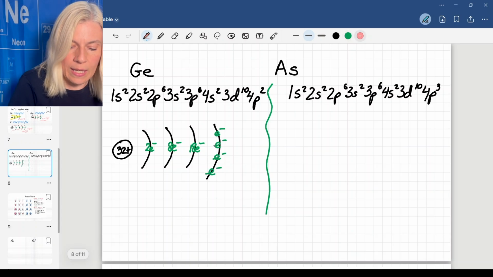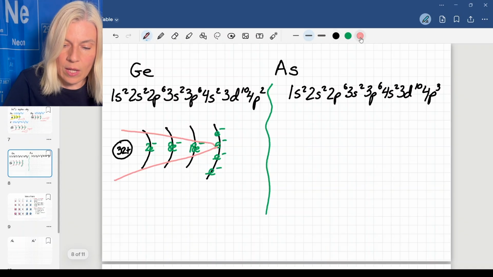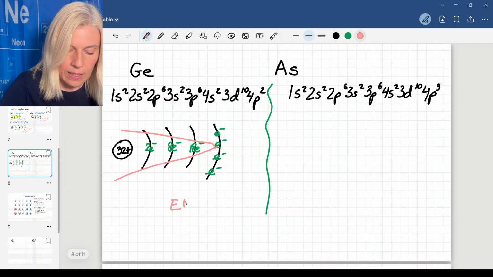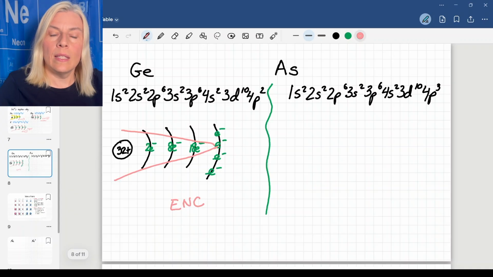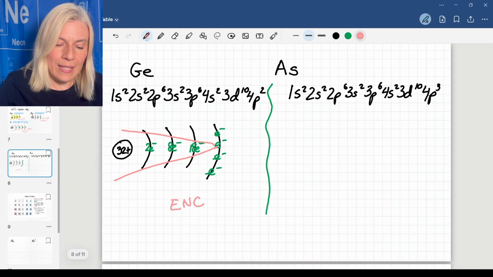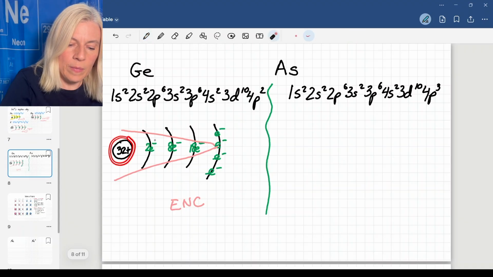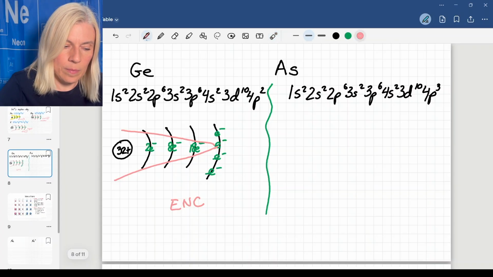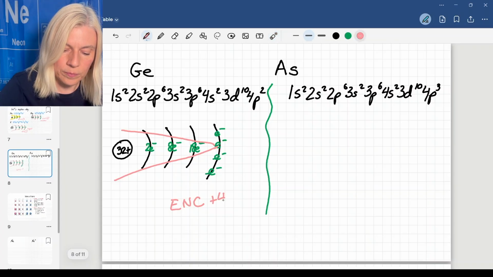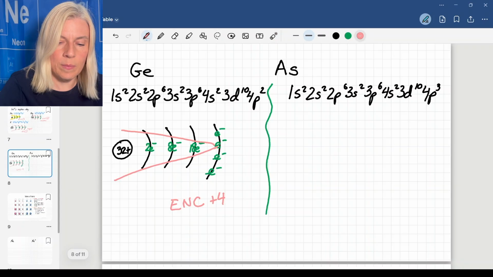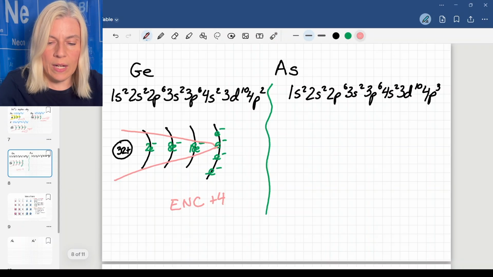And now you pick any outermost electron looking in, and we can say, okay, what's my ENC? Well, it's 32 minus 28. Yes, 32 minus my core electrons, 28. So ENC is plus 4. Right? And we said, wait a minute, it is exactly what we said. It also is the same number of valence electrons. Okay, let's do arsenic really fast.